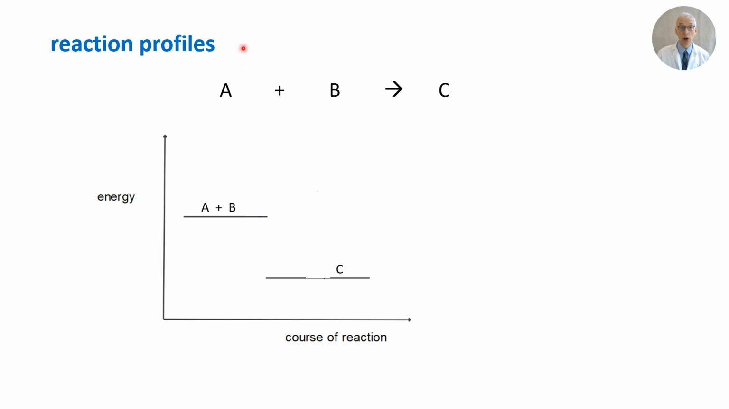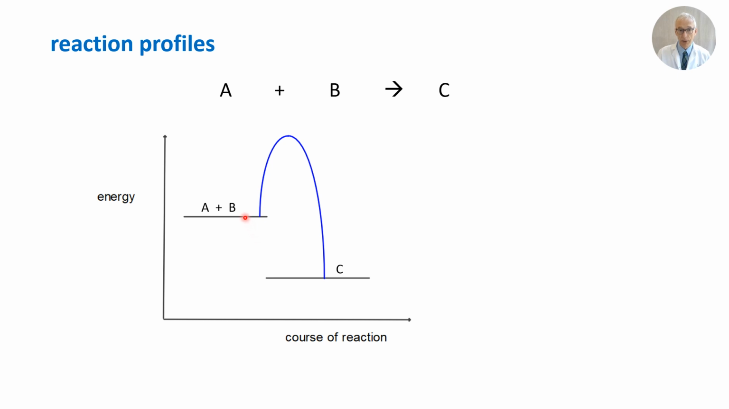A review of reaction profiles. If we consider reactant A and reactant B making a product C, on the reaction profile we have energy and course of reaction. A and B have an initial energy level as reactants, and product C has a different energy level.